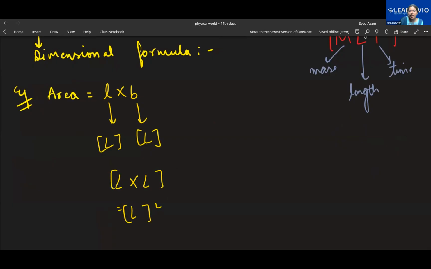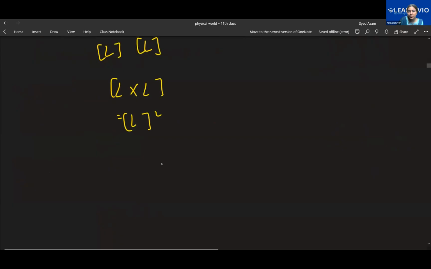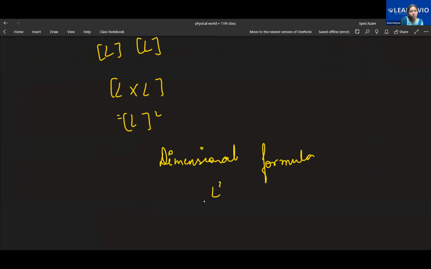So now when you have to answer its dimensions, the dimensional formula, you can write it as L square also. This will also go well. But if you want to write the complete one, you can write, see, mass is not there, so M to the power 0, L is there, L to the power 2, time is not there, T to the power 0. This is how your dimensional formula is written. It's a very basic, very easy example.